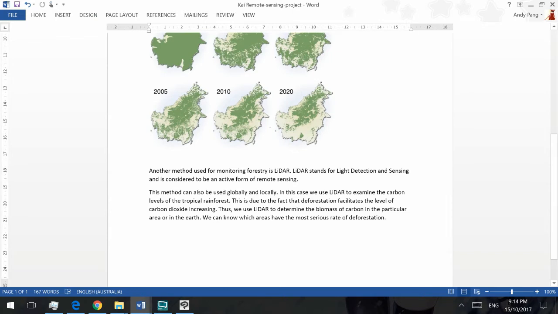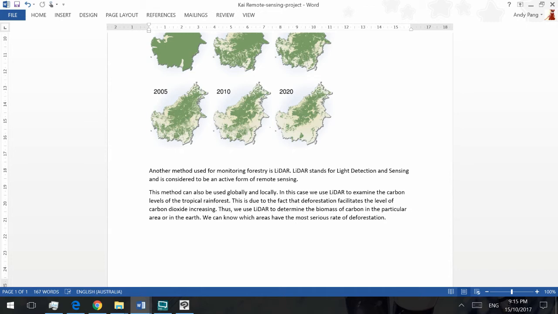Another method used for monitoring forestry is LiDAR. LiDAR stands for Light Detection and Ranging, and is considered to be an active form of remote sensing. This method can also be used globally and locally. In this case, we use LiDAR to examine carbon levels of tropical rainforests.